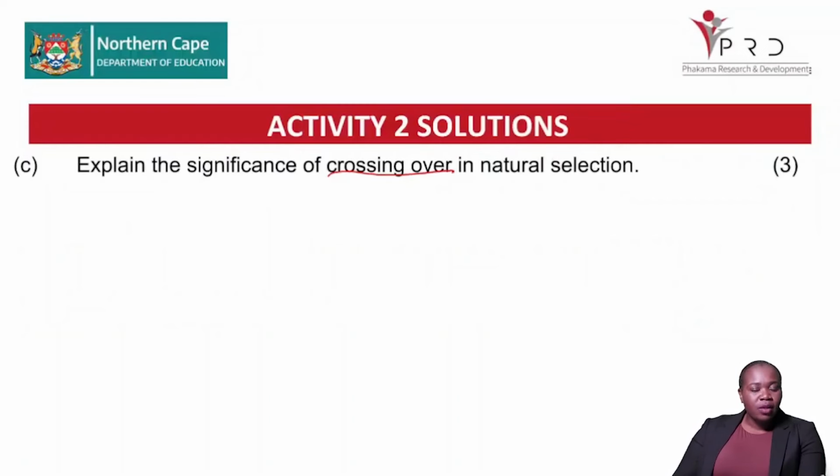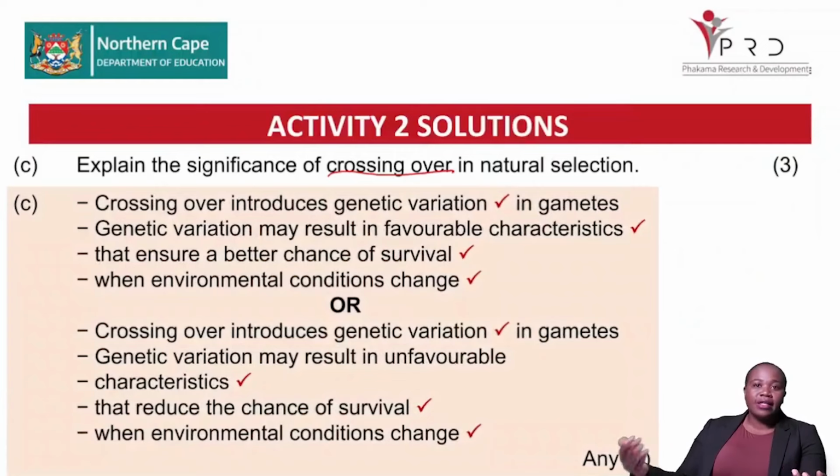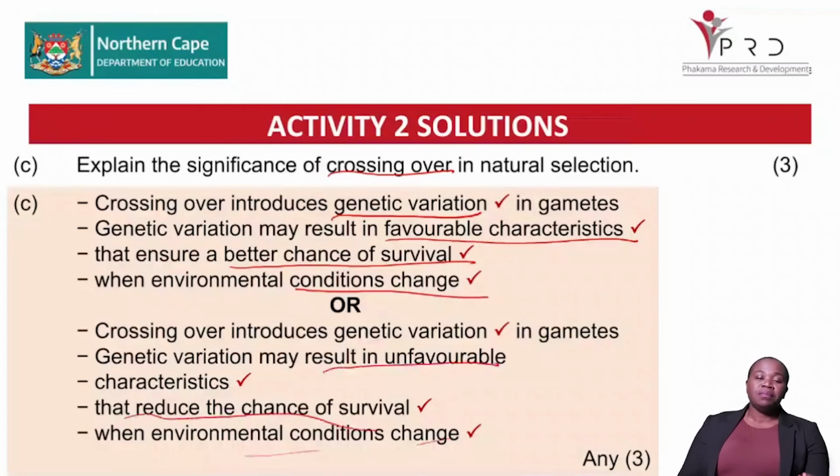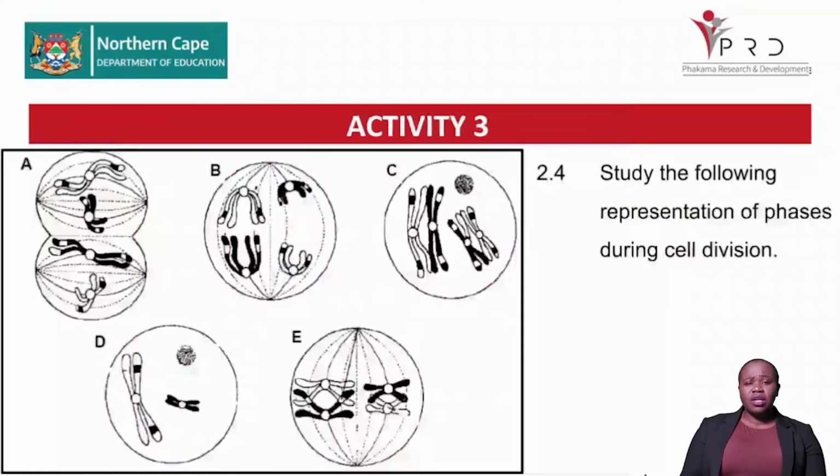Then the ones with the favorable characteristics will survive and pass on the alleles for the favorable characteristics, and that would lead to the species with the favorable characteristics increasing and surviving. So crossing over introduces genetic variation, which results in favorable characteristics, right? That would ensure a better chance of survival when the environmental conditions change. Or because it introduces genetic variation, it may result in those that have unfavorable characteristics, which reduces the chances of survival when the conditions change. So you can mention favorable characteristics, you can mention unfavorable characteristics, or you can even mention both.